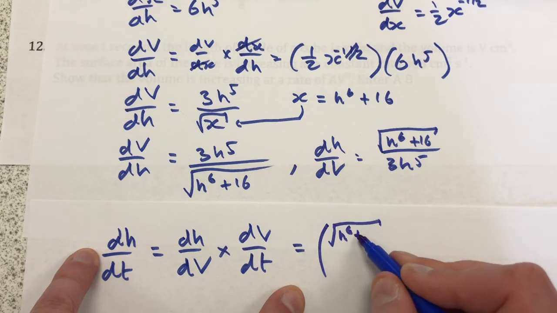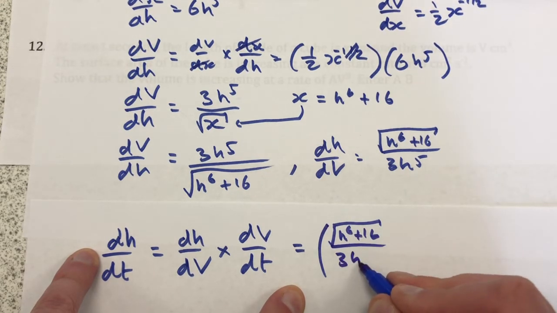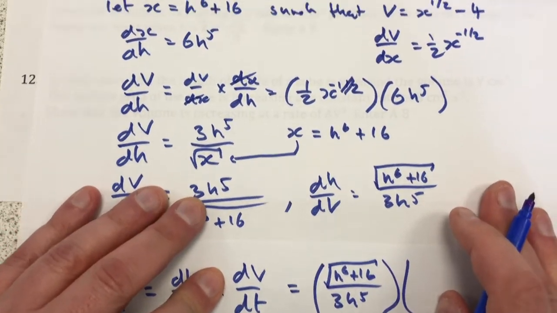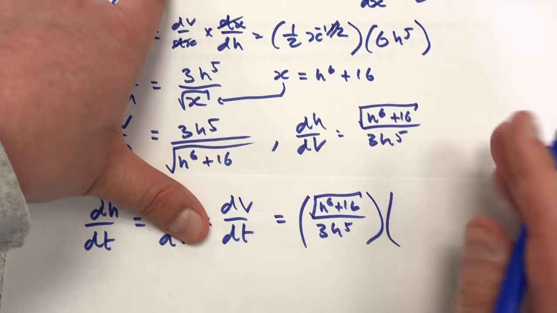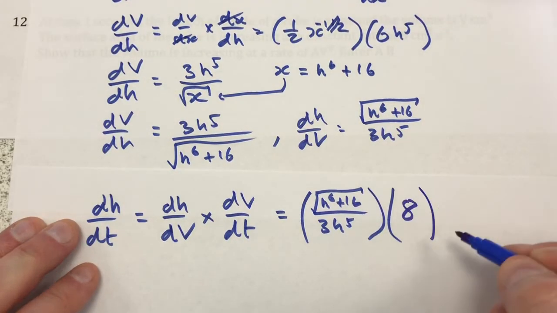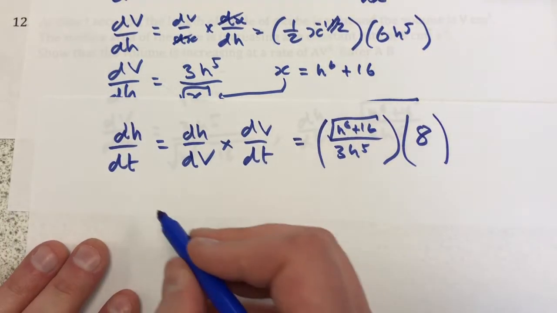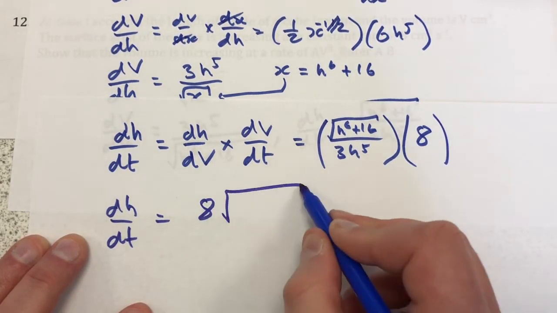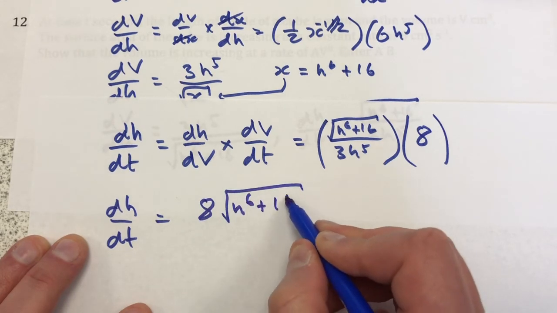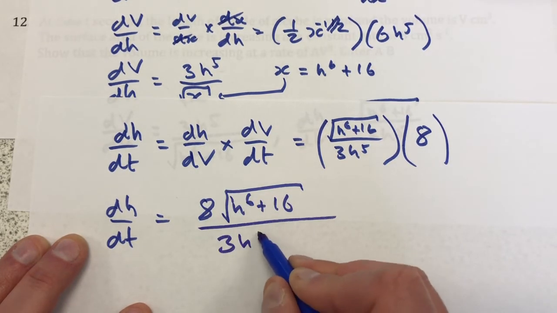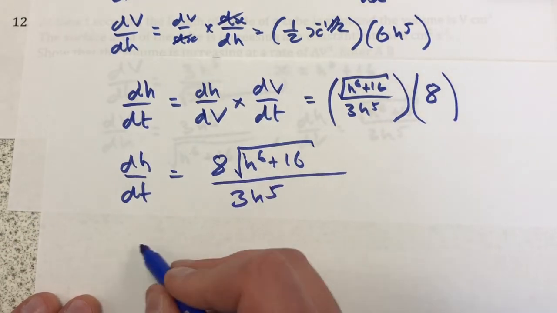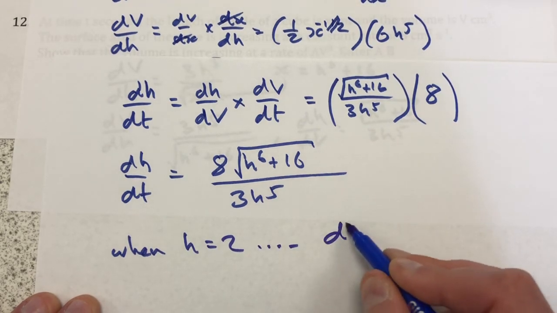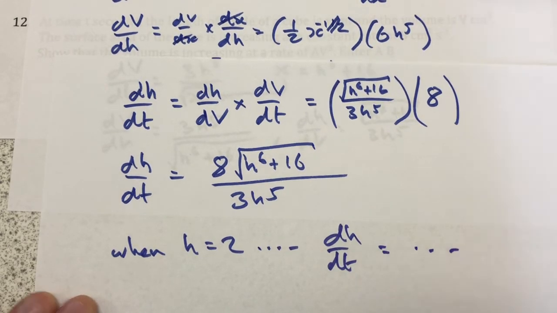Root (h^6 + 16) over 3h^5, close brackets, times dV/dt, which up here was 8. So we now have dh/dt equals 8 root (h^6 + 16) over 3h^5. And then the final punchline is when h equals 2, dh/dt equals, and you're away.